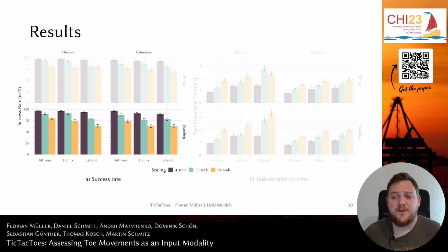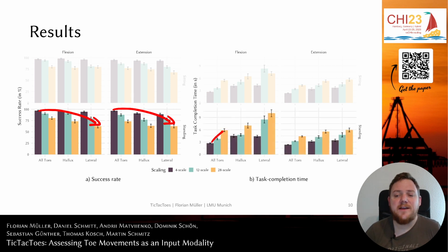Another thing that showed a strong influence on the accuracy was the selection of toes. We found that all toes worked significantly better across all conditions compared to hallux or lateral toes. Beyond the accuracy, we also found significantly increased task completion times for independent toe movement. Especially flexing the lateral toes made the interaction really slow.